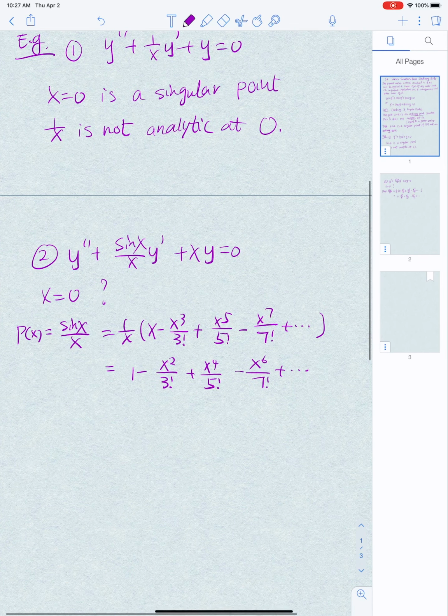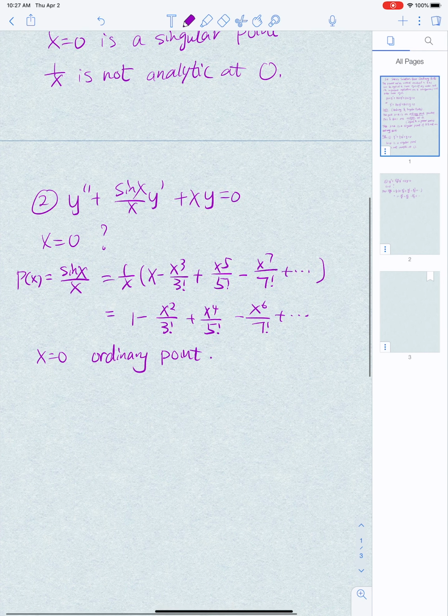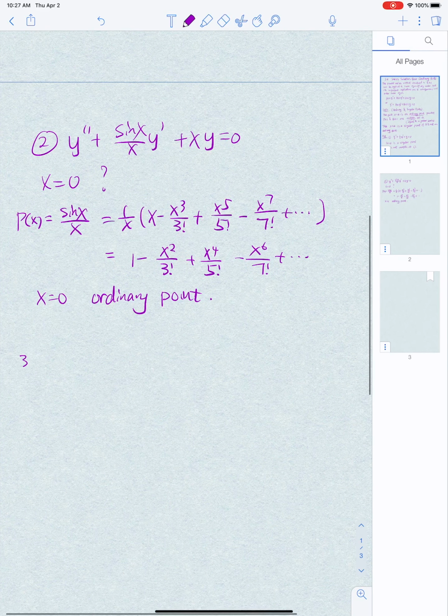So here, this right-hand side is well defined at x equals 0. That means p(x) is analytic at x equals 0. So x equals 0 is an ordinary point. Three.